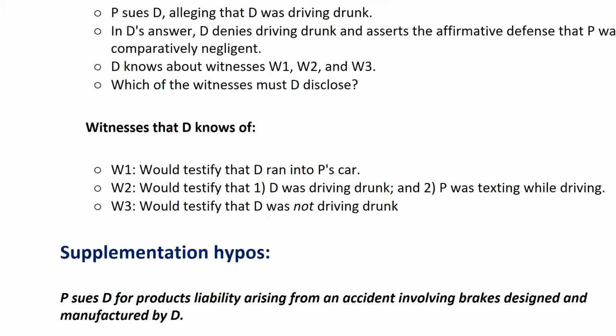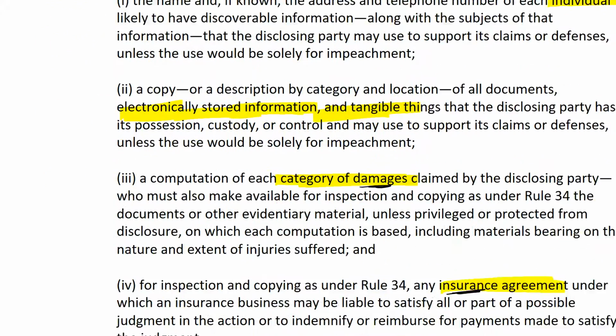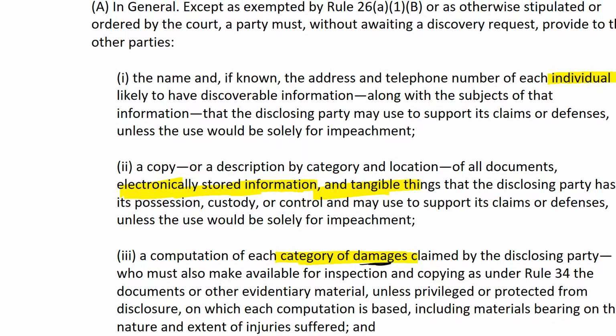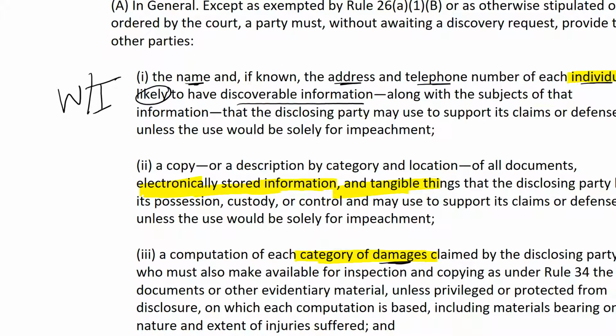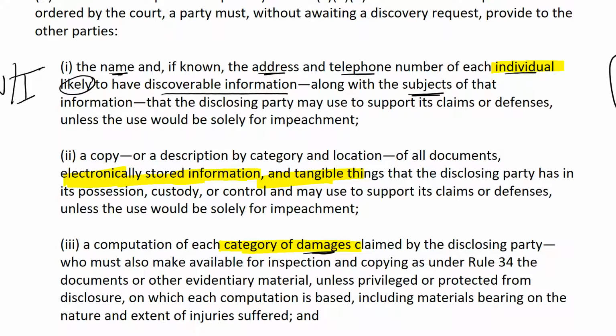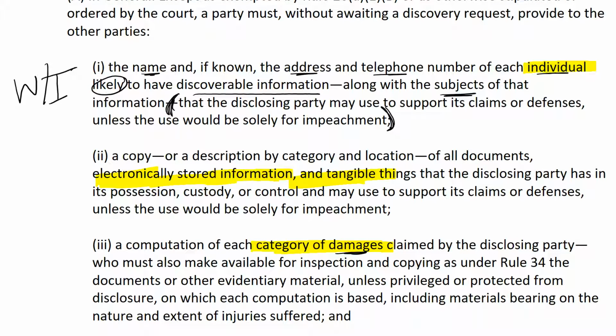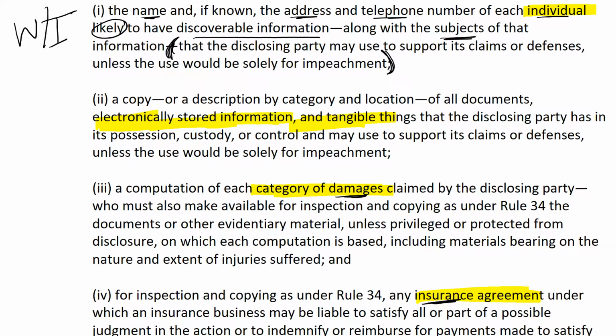What must be disclosed initially? Let's go in a little bit more detail about what has to be disclosed. First, witnesses and people with information, right? The name, and if known, the address and phone number of each individual likely to have discoverable information. Not that does, but is likely to have that information, along with the subjects of that information that the party may use to support its claims or defenses, unless that use will be solely for impeachment. We'll get back to this language a little bit. Just keep in mind that this first category is about individuals likely to have discoverable information.